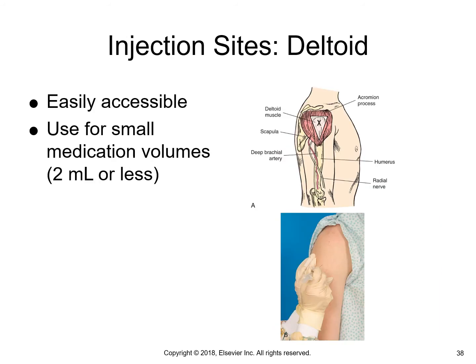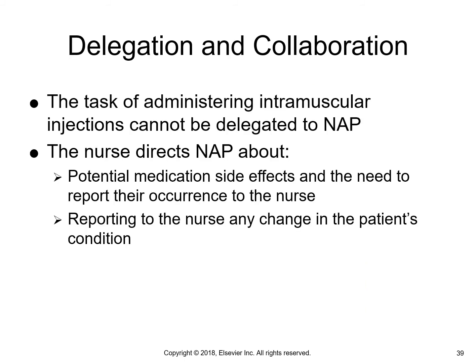Next one is the deltoid. Again, lots of landmarks here. Acromion process, scapula, humerus are names you'll need to know. And we only give small volumes of 2 mils or less into the deltoid. This is an easily accessible place, especially for adults, to give a medication. Not as easy with kids to hold them still on their deltoid as much as it is on their vastus. But you'll have to know the landmarks here, and you can choose the site. Oftentimes the patients will say where they prefer, and we'll give the medication where they prefer if we're able to put that volume in the muscle.